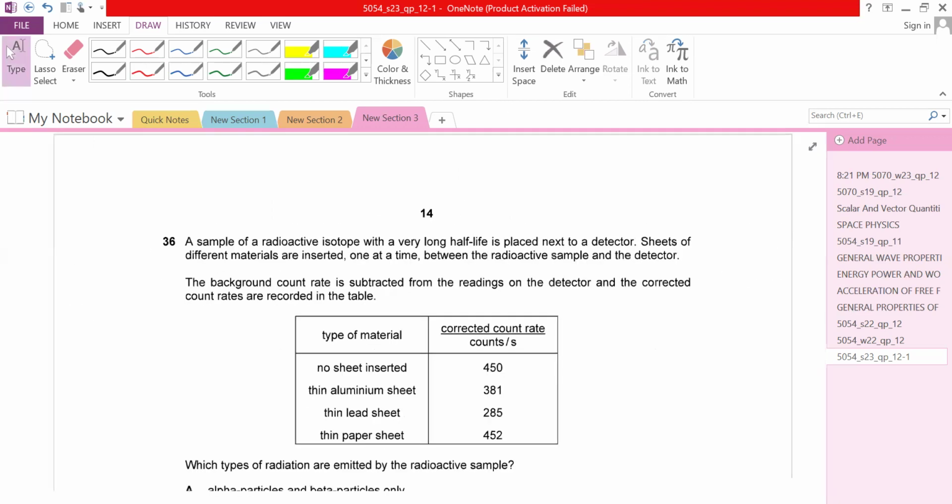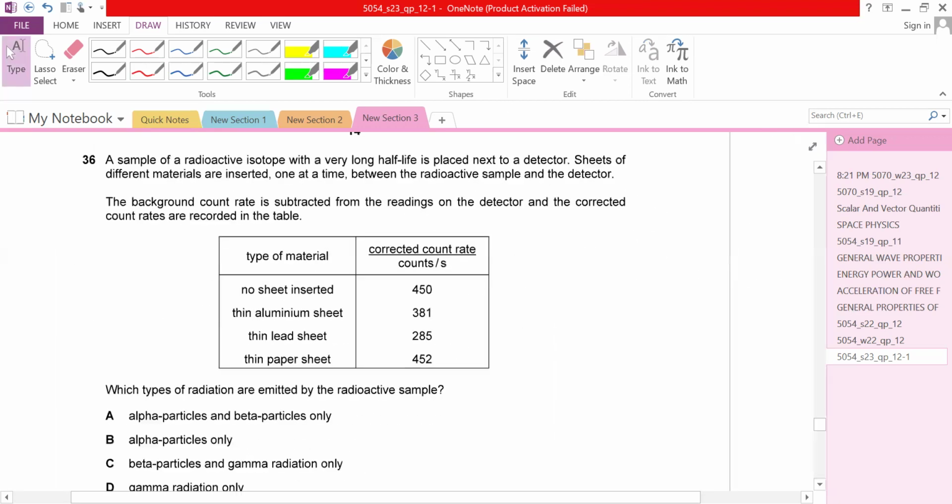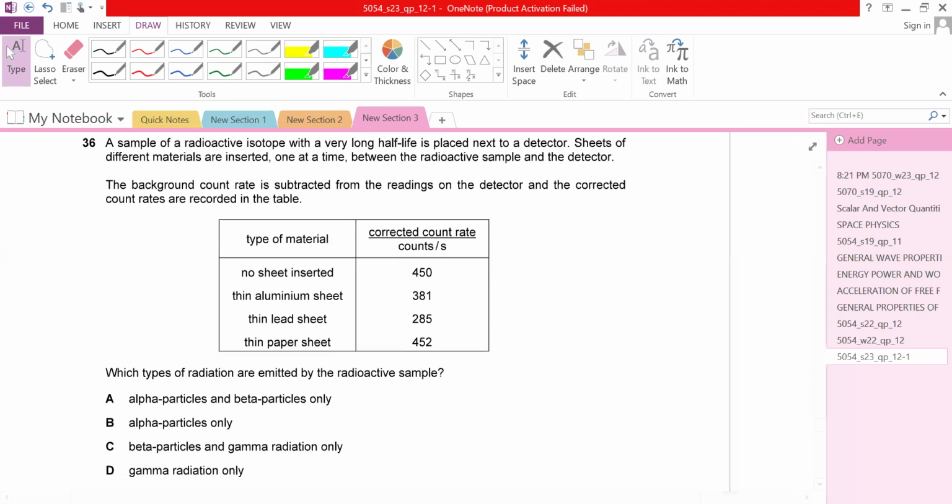Question number 36. A sample of radioactive isotope with a very long half-life is placed next to a detector. Sheets of different material are inserted, one at a time, between the radioactive sample and the detector. The background count rate is subtracted from the reading on the detector and the corrected count rates are recorded in the table.